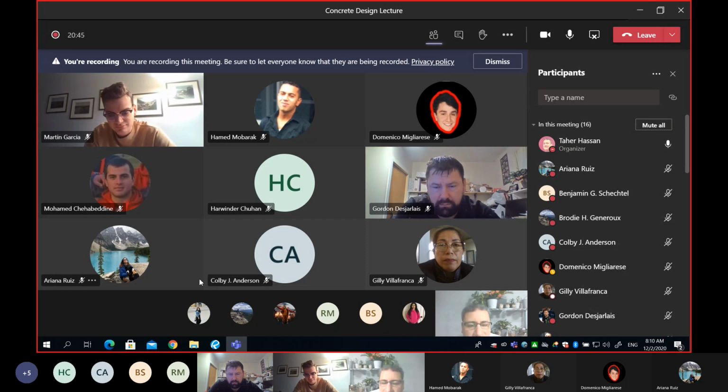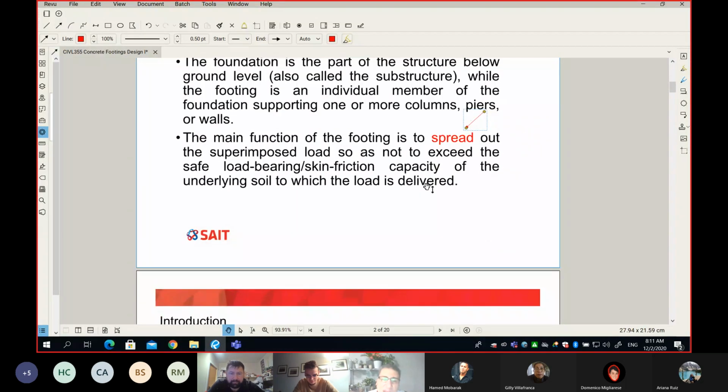So the function of the foundation is to spread, reduce the level of stress, because simply you increase the area of contact between the concrete element and the soil. When we increase the area with the same load, what happens to the stress? When the load is constant, but we increase the area, what happens to the stress? It spreads out over a bigger area. It spreads out and decreases. Okay, and that's exactly what the footing does.